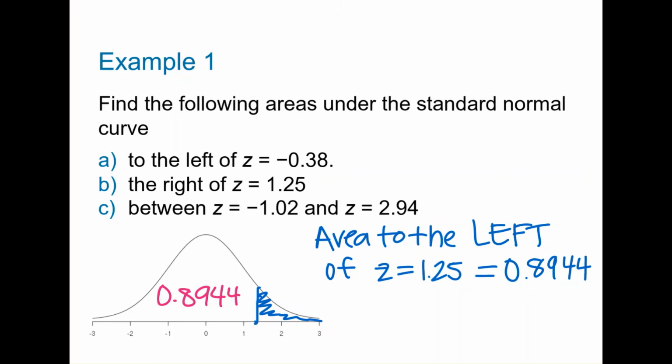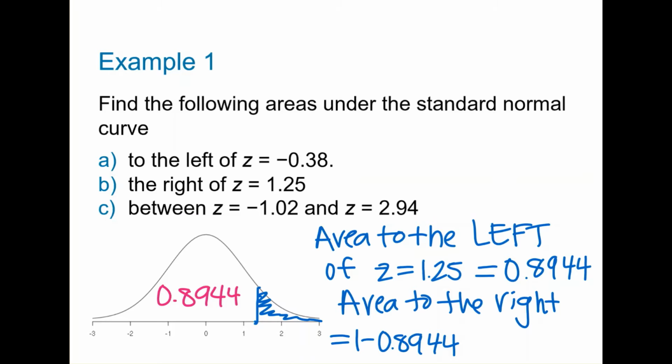Remember that the total area under the normal curve is 1. So to find the area to the right, we need to compute 1 minus 0.8944. And we get 0.1056. So the area to the right of z equals 1.25 is 0.1056.